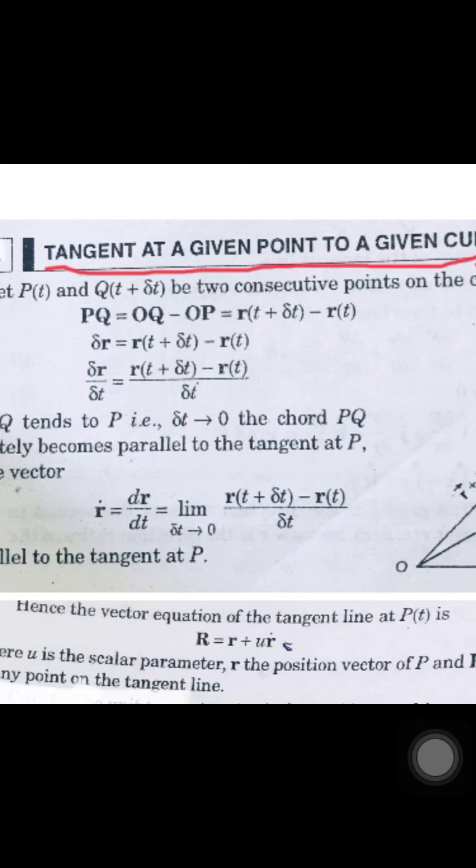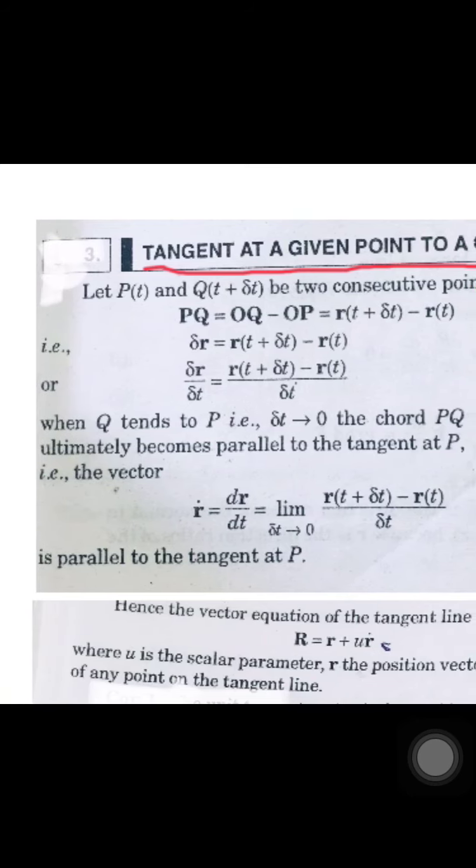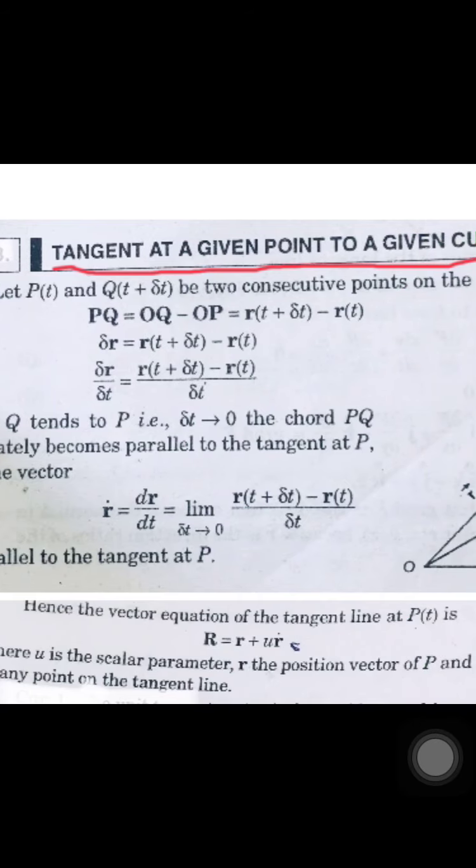And what is PQ? It is del r, the chord del r. So del r equals r(t plus del t) minus r(t). Now dividing both sides by del t, where del t is a small change in time, we get del r by del t equals r(t plus del t) minus r(t) upon del t.